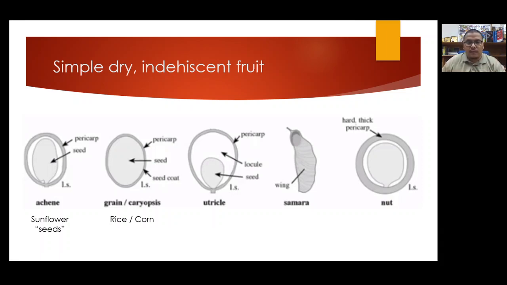So therefore these are fruits that are dry and not opening: simple, dry. Okay, we try to differentiate between dry and fleshy, and then we look at whether it is dehiscent or indehiscent. So we start with the simple dry indehiscent fruit. Indehiscent means not open. The one that I think you should know the best is the grain. The grains are things like rice or corn kernel.